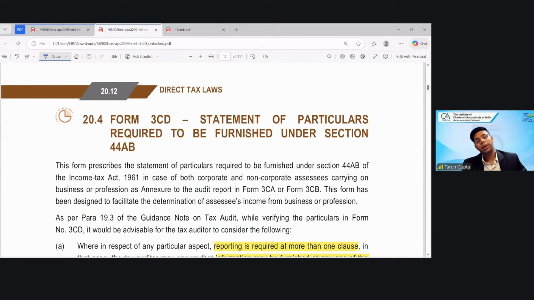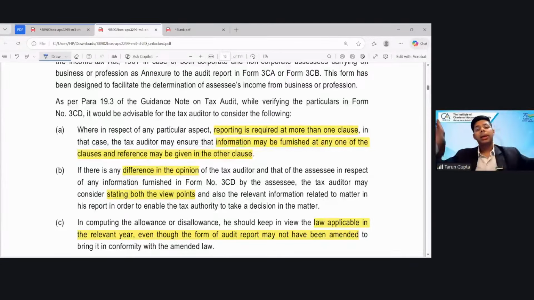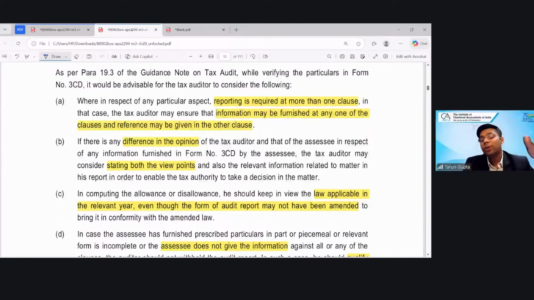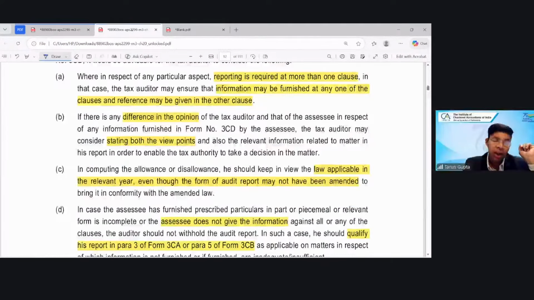Okay, there are some points regarding the tax audit report. It's important. Where there's any reporting that is complex, we will report under both the clauses and give a cross reference. If there is a difference in opinion between the assessee and the tax auditor, then the tax auditor would state it. If the tax auditor or the assessee is relying on some judicial proceedings, some case laws, then it is necessary for the tax auditor to quote such case laws, to state such case law in the audit report as well.